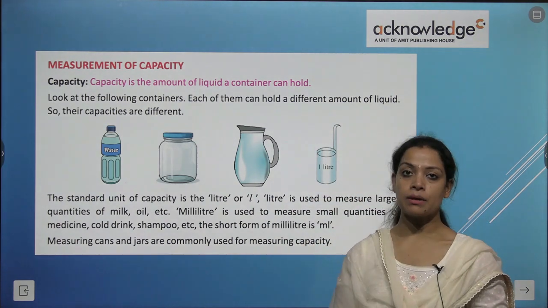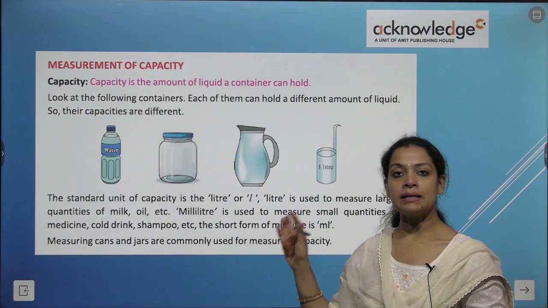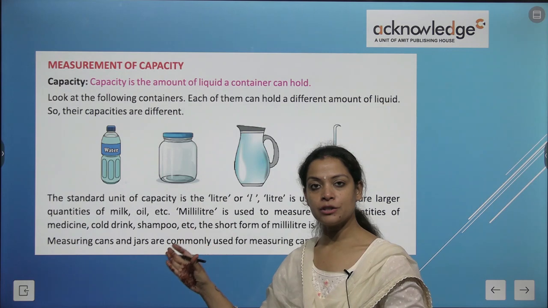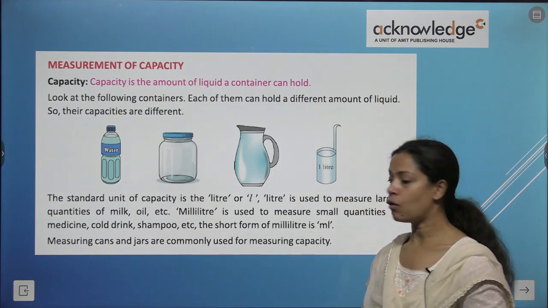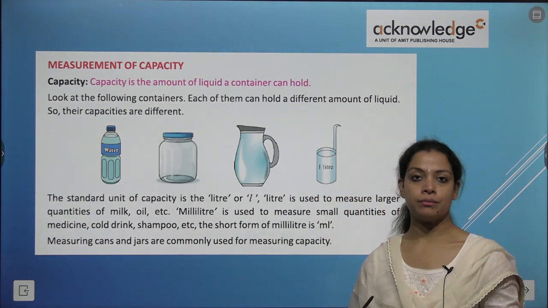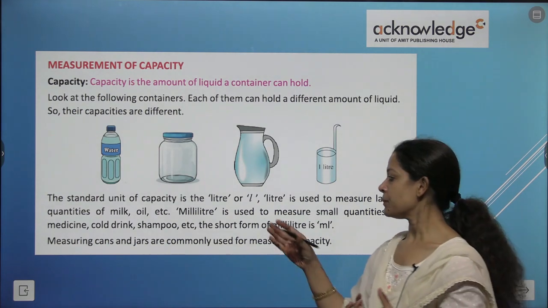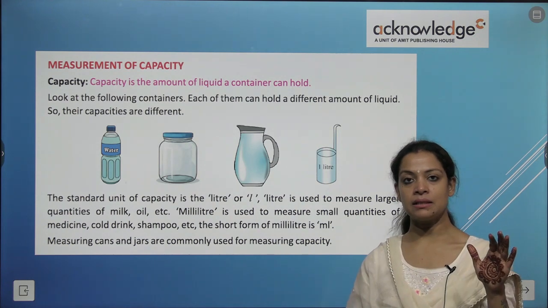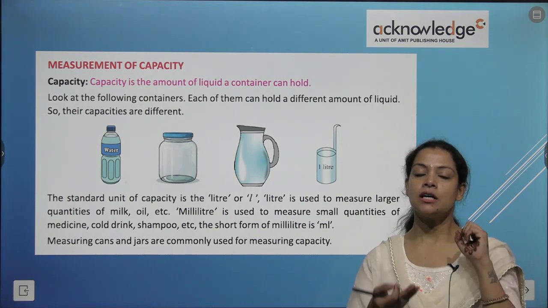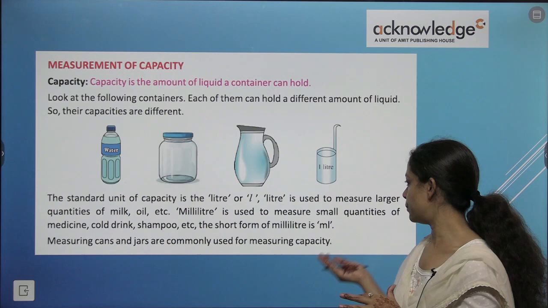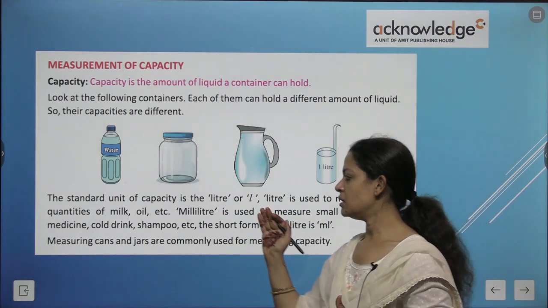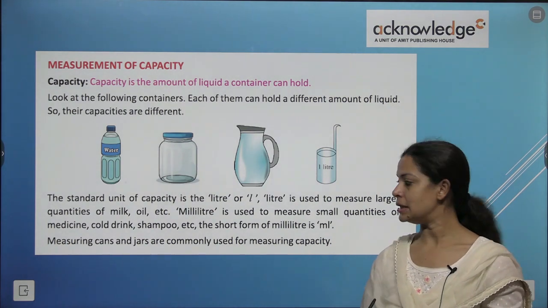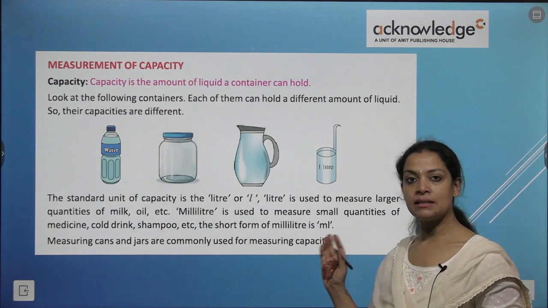The standard unit of capacity is liter and it is denoted as small l, and it is used to measure quantities of milk, oil, और अगर आप smaller quantity measure करना चाहते हैं, so that is used in milliliter. So liters बड़े capacity measure करने के लिए है, milliliters to measure the smaller capacity of liquid. As medicines and cold drinks, shampoos, they are measured in ml, milliliter, and short form of milliliter is ml.